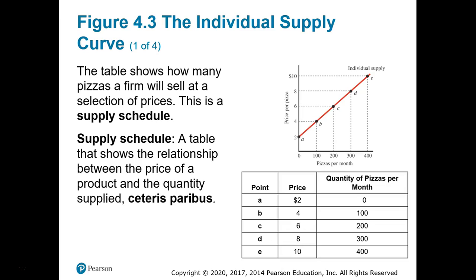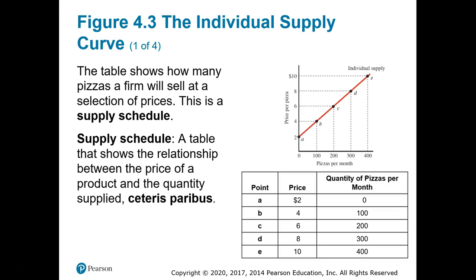Suppliers want to make money. So as the price goes up, they want to sell more. They're willing to sell more. So they will have more to sell at a higher price. They will have less to sell at a lower price. So the table shows how many pizzas a firm will sell at a selected price. This is considered the supply schedule, just like the demand schedule. So those are the similarities. That's why everybody gets it confused.